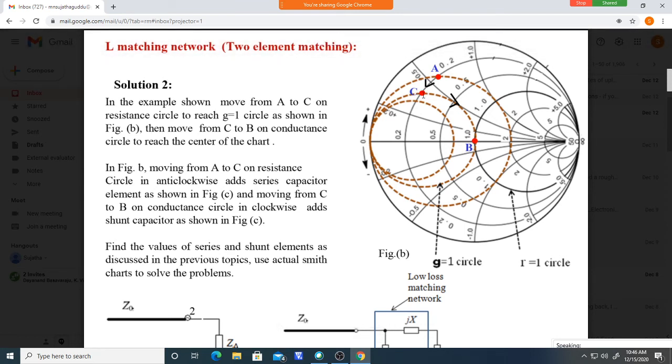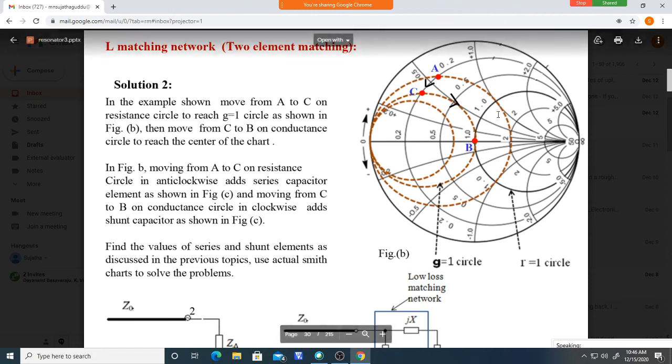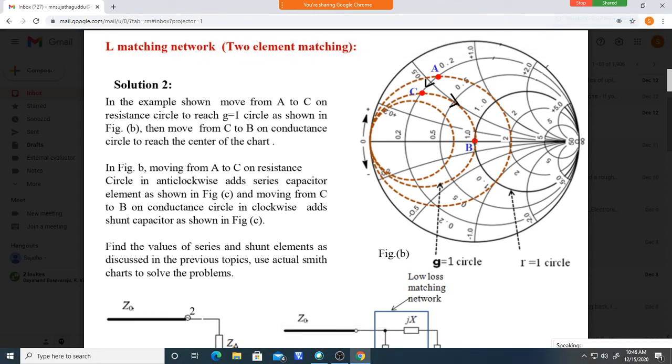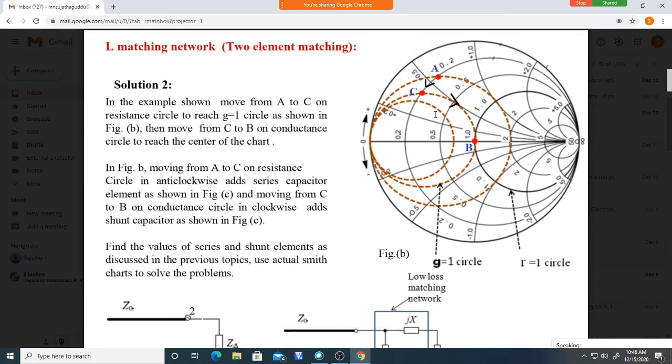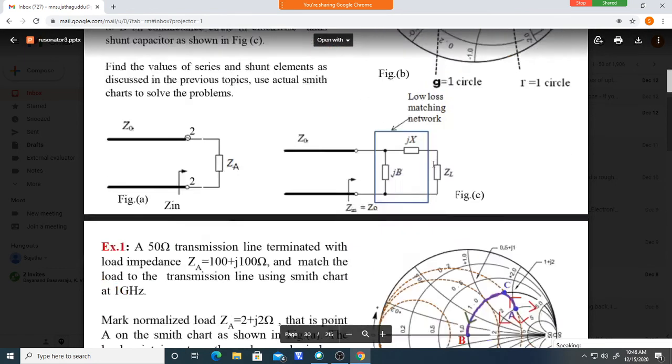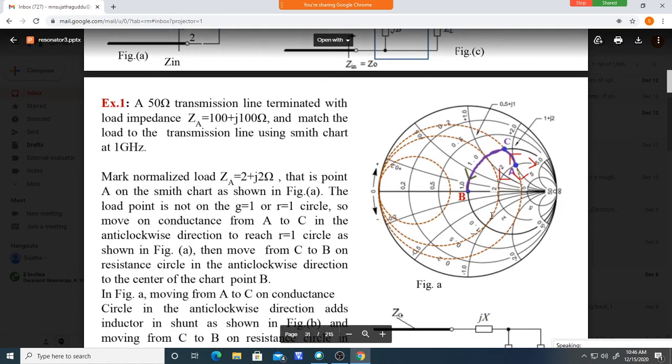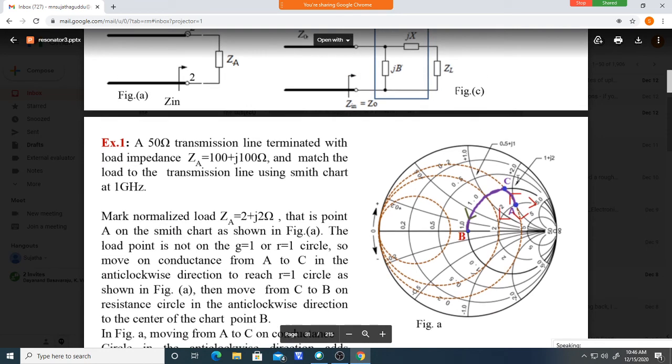Once you reach the G is equal to 1 circle or R is equal to 1 circle, you can easily reach this point. Okay, and the rest is finding the values of inductor and capacitor. That we will see how to do. First, you see how to do the movement over the Smith chart. So this is the way. Similarly, for example, here I have done. See this. One more example.